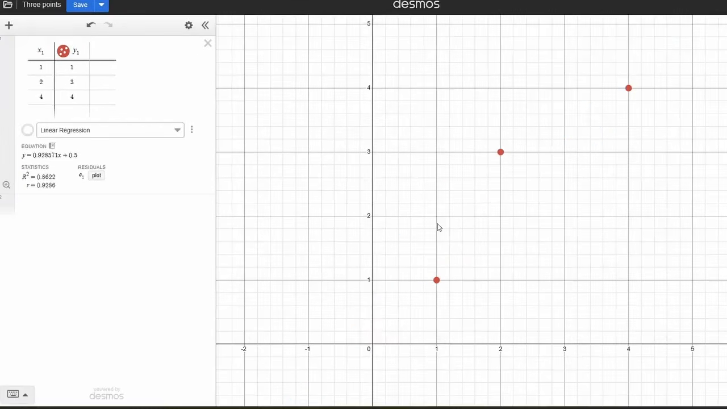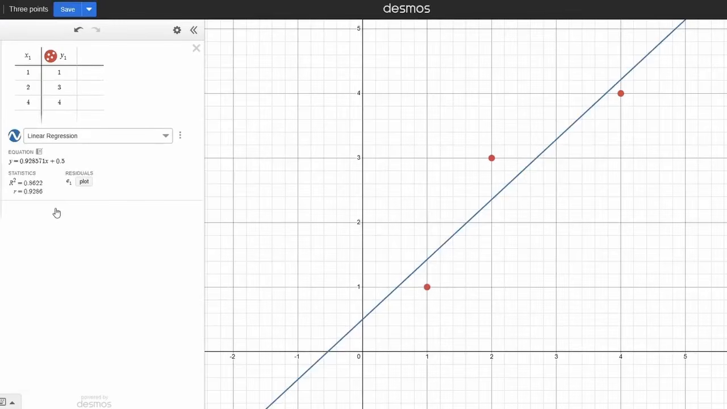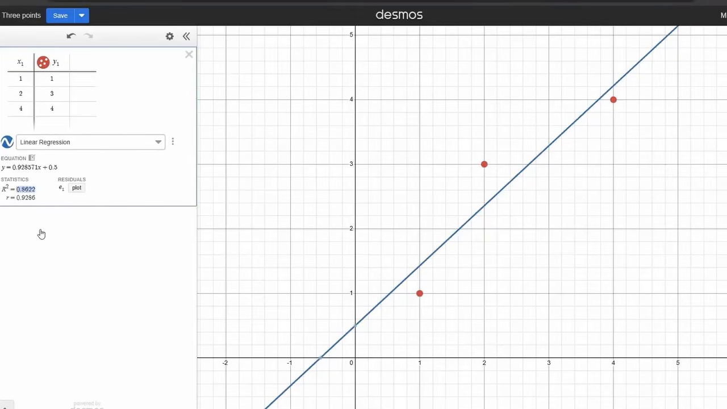Let's go. Suppose we have these 3 points, (1, 1), (2, 3), and (4, 4). Can we, based on the data, conclude there is a linear relationship between the variables x and y? If we use the linear regression feature provided by Desmos, we can add a least square line, and the R-squared statistic turns out to be 0.8622.